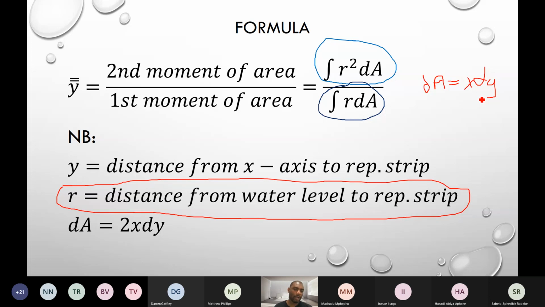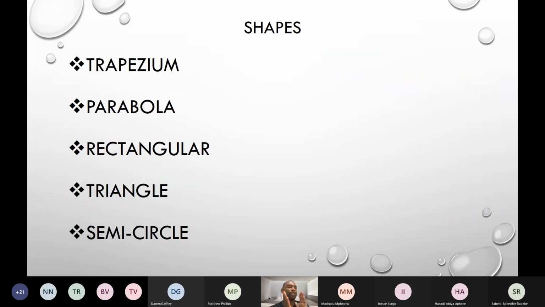Now, the shapes that we're going to be dealing with for this section of module 5 are a trapezium, a parabola, a rectangle, a triangle, and a semicircle. Now, this is the order of, if I can say, popularity, meaning that the one I know is most asked is the trapezium. After the trapezium is the parabola, and then after that is the rectangle, and then triangle. So the most common is the trapezium.